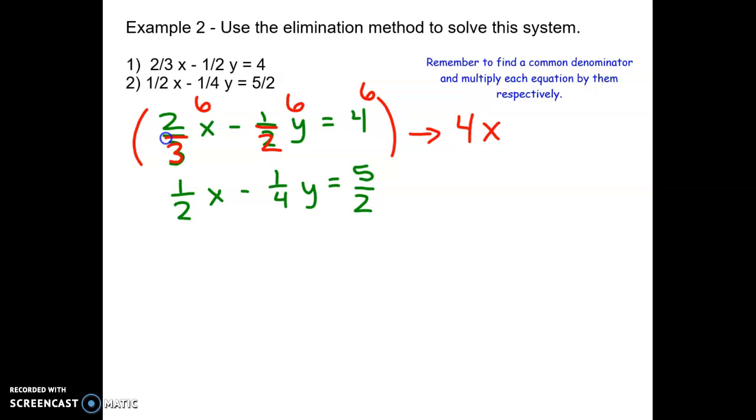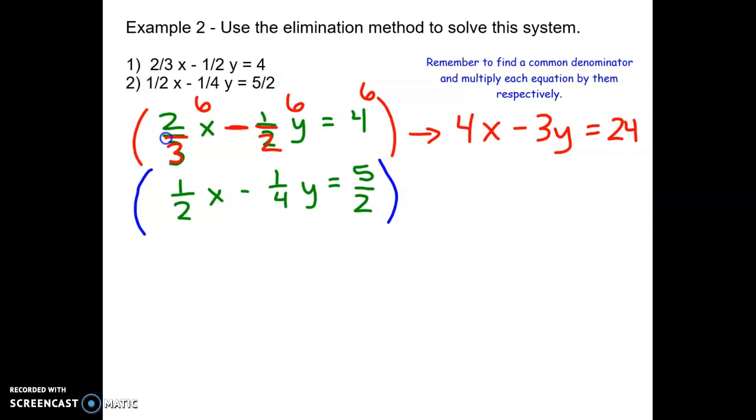So when I multiply 2 times 6, I get 12, and divided by 3, so I end up with a 4x. Now here we have half times 6. Half times 6 is going to be minus 3y, because there was already a minus sign there in the question. So again, it's just 6 times 1 divided by 2 is 3. And the final part on the other side is 4 times 6, so 24. So now my equation looks really nice, and I don't have any fractions. So that's even better. Let's try the same thing for the next equation.